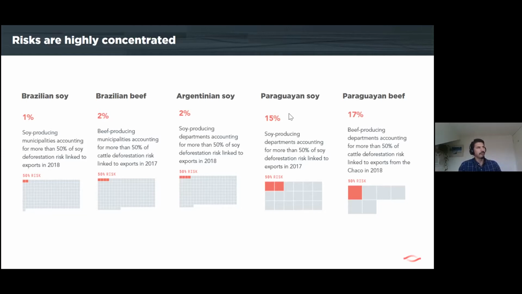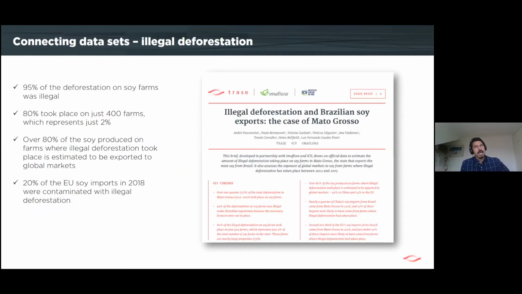In the case of beef from Brazil, 2%; Argentina, 2%; soy from Paraguay, 15%. So it's really concentrated across the commodities and across the countries where they are produced. That's a very powerful message for the consumer markets to see where they should focus their efforts. And I just wanted to bring another example here of how we can connect, because we map the supply chains from the producing localities until the consumer markets.